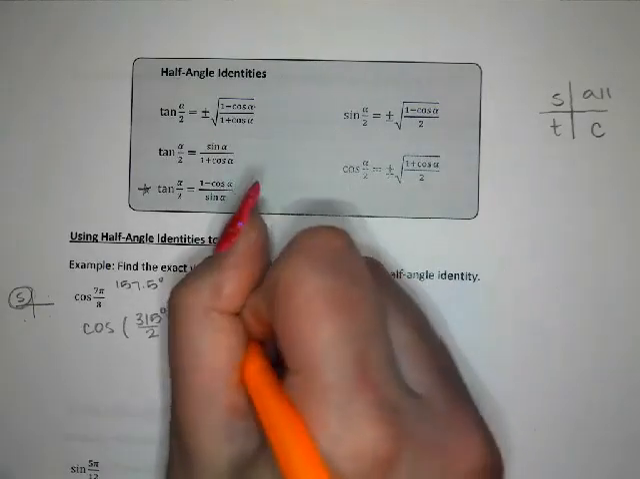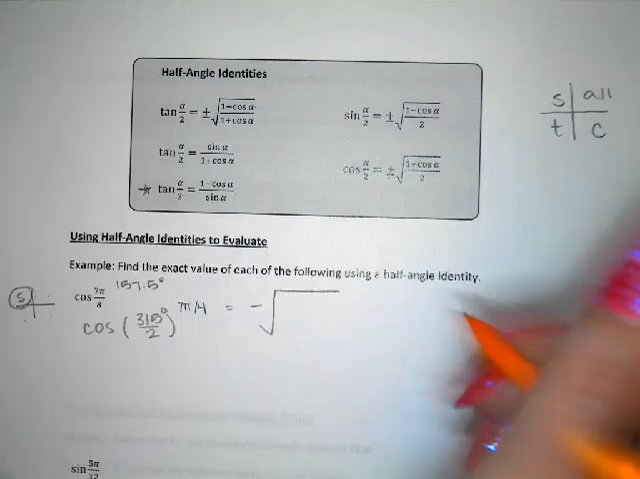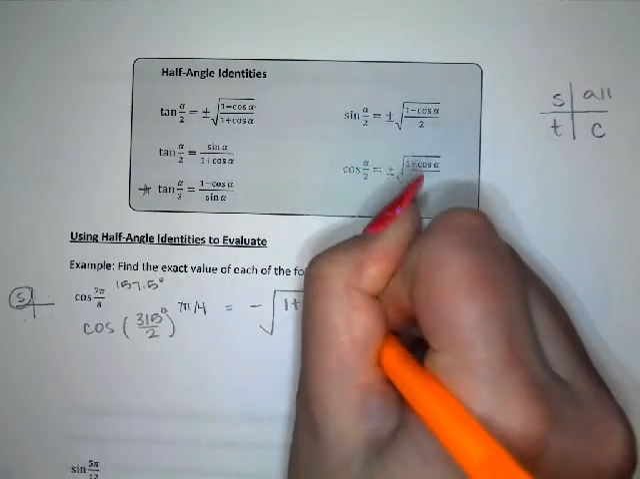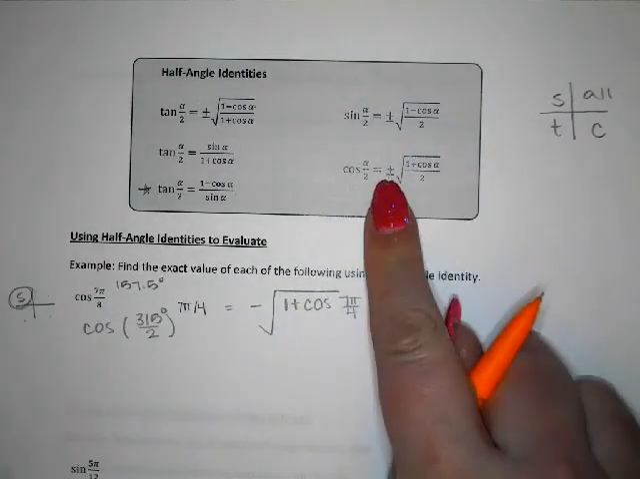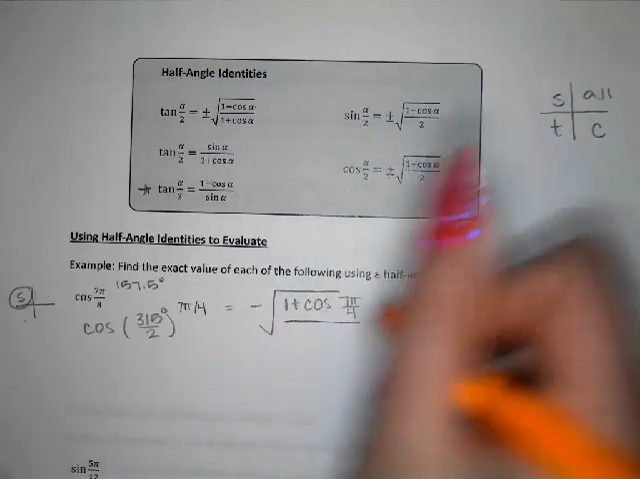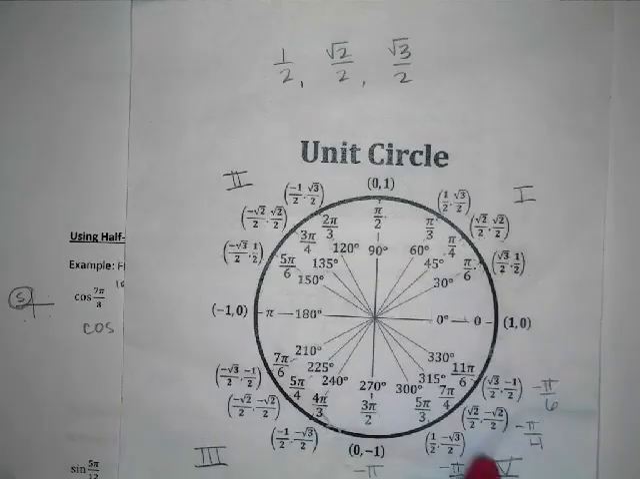I'm going to say the negative version of the square root of (1 plus cos of alpha), 7 pi fourths. So I'm using just the angle that is being divided in half. 315 is being divided in half. 1 plus cos of 7 pi fourths, divided by 2. Okay, cos of 7 pi fourths is root 2 over 2.